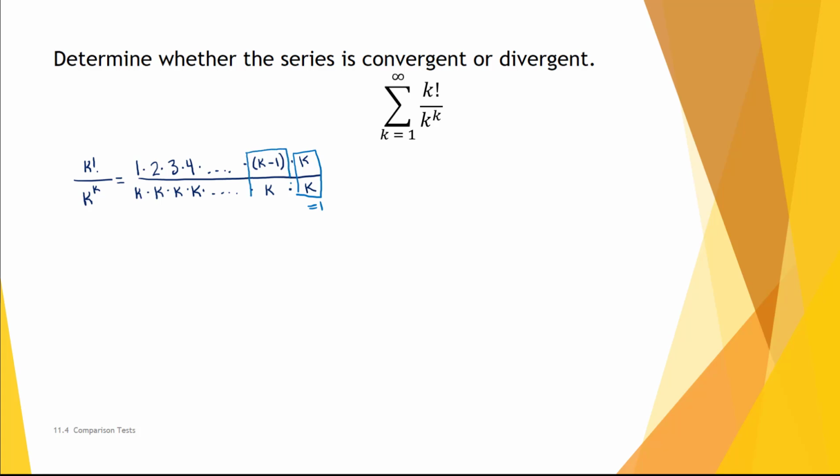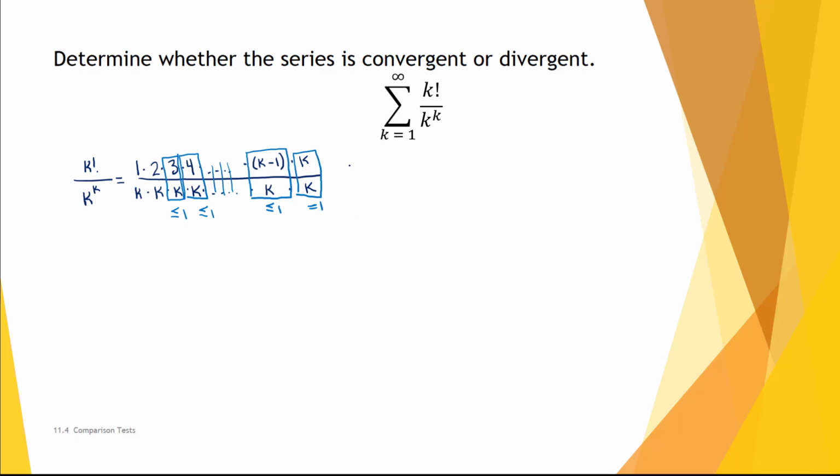Moving to the left, k minus 1 over k is less than or equal to 1 because the top of that fraction, k minus 1, is smaller than the bottom of the fraction, k. We can continue this argument all the way down. We know that 4 over k is less than or equal to 1. We know that 3 over k is less than or equal to 1. And that is as much as I want to eliminate.